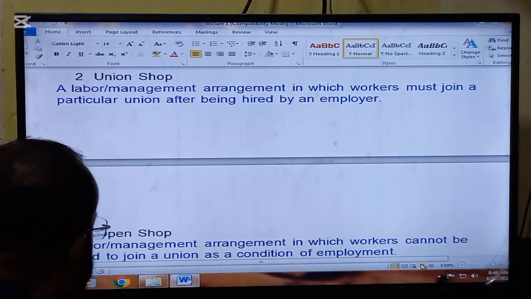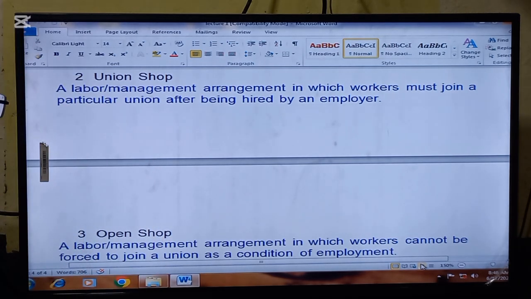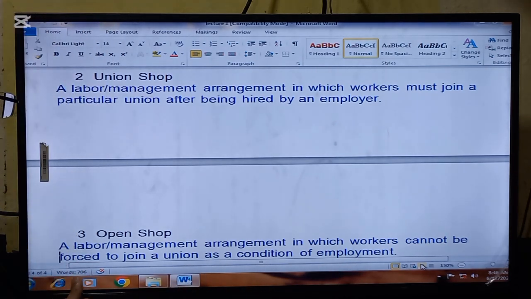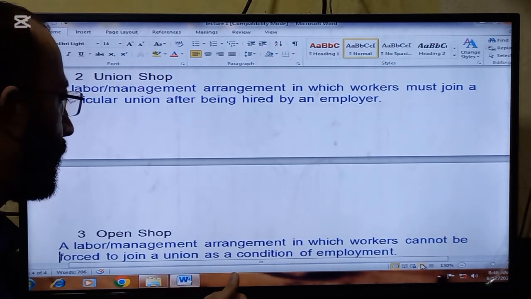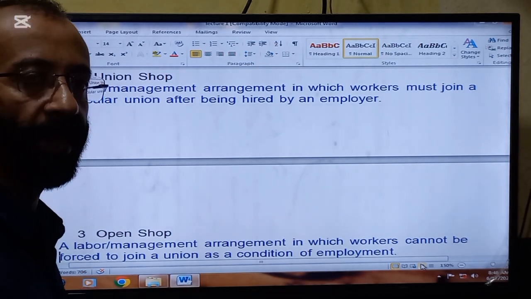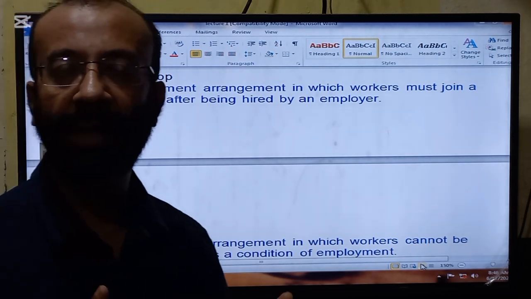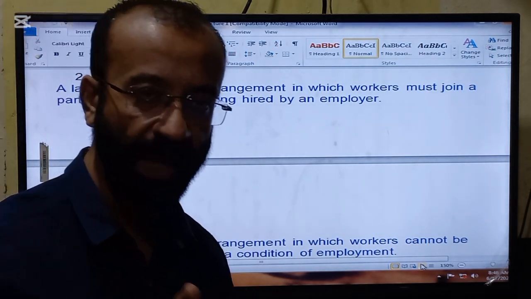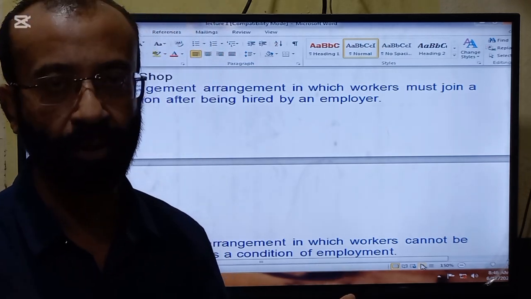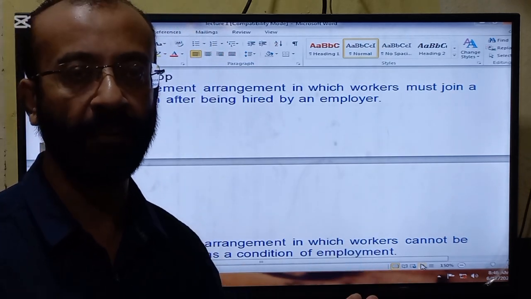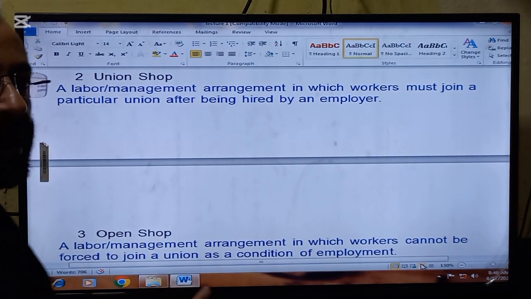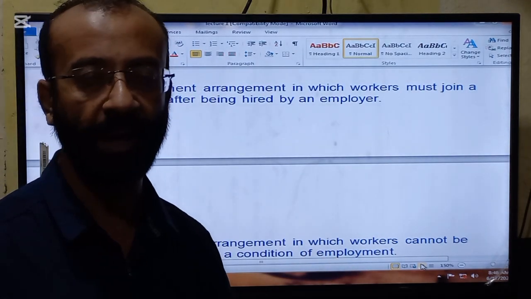And the last one is the open shop. A labor management arrangement in which workers cannot be forced to join a union as a condition of employment. There is no condition to join the labor union. If they want to join, they may join, and if they don't want to join, it is their will. In this type of relationship, workers are not forced to join the trade union.